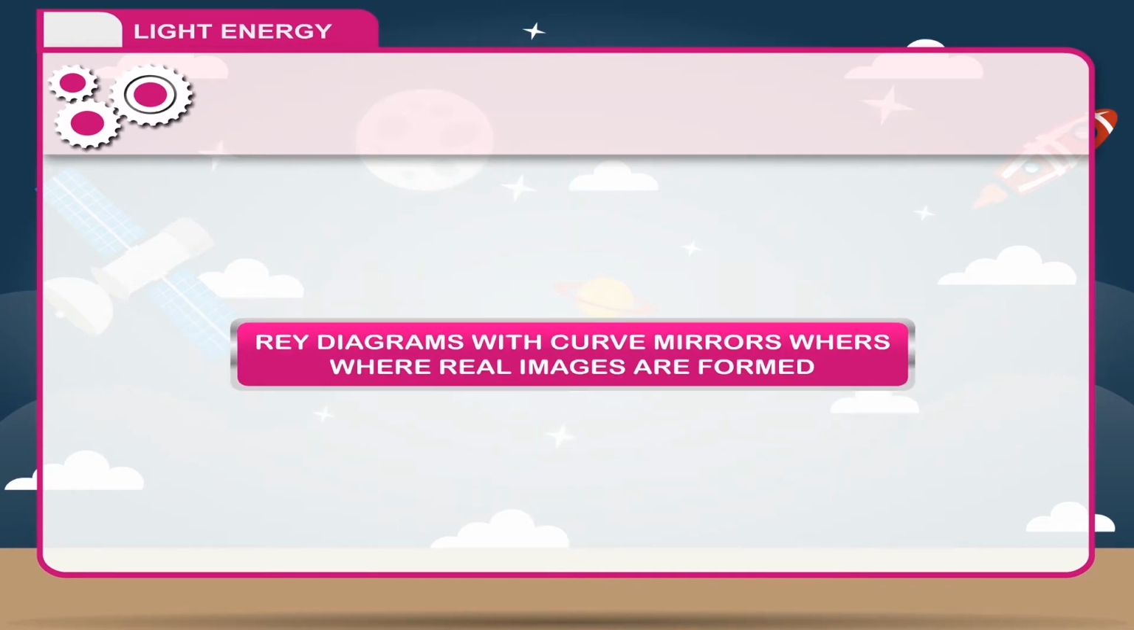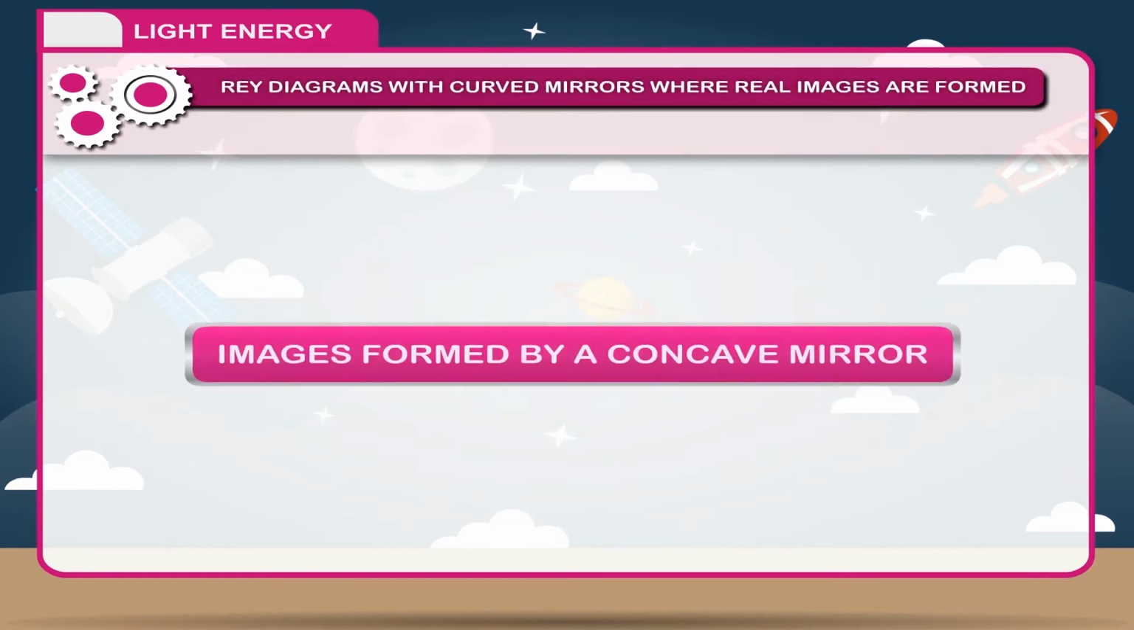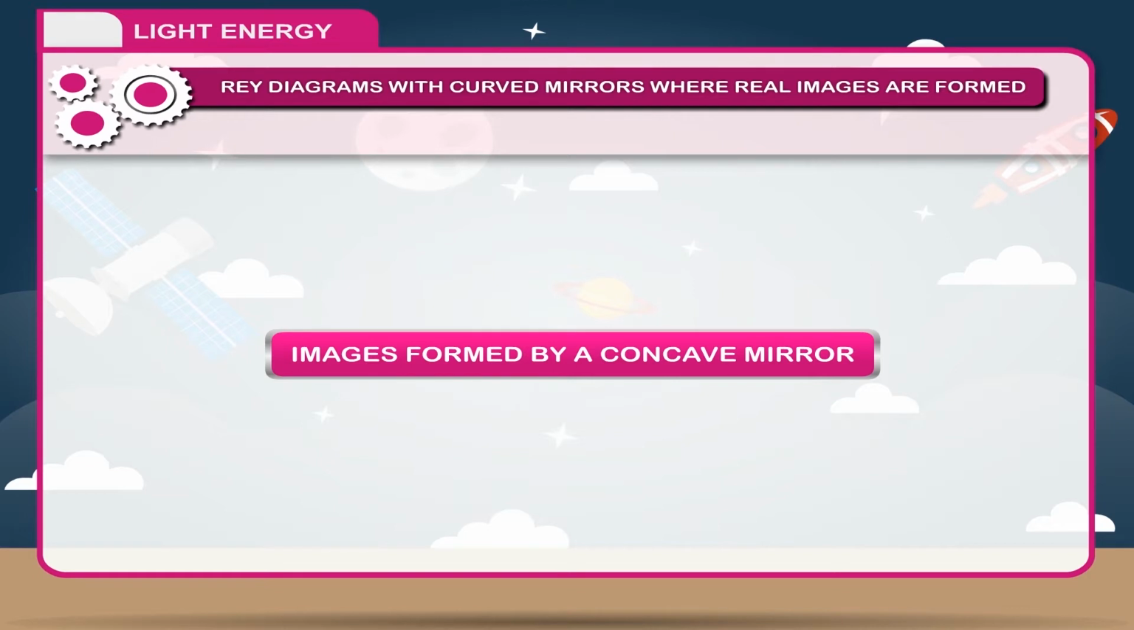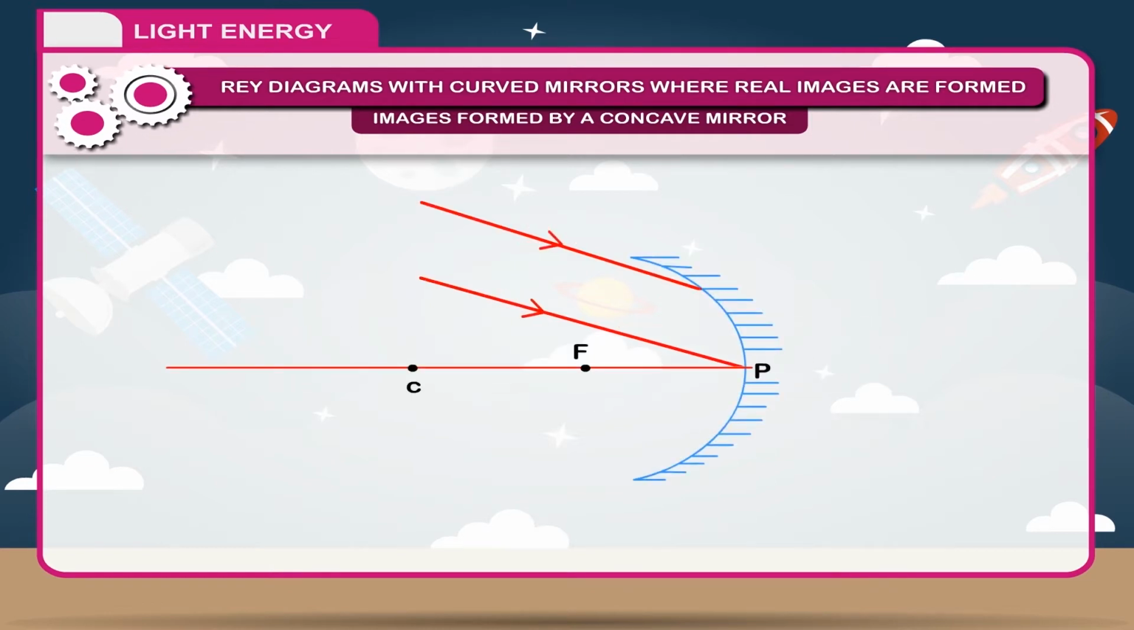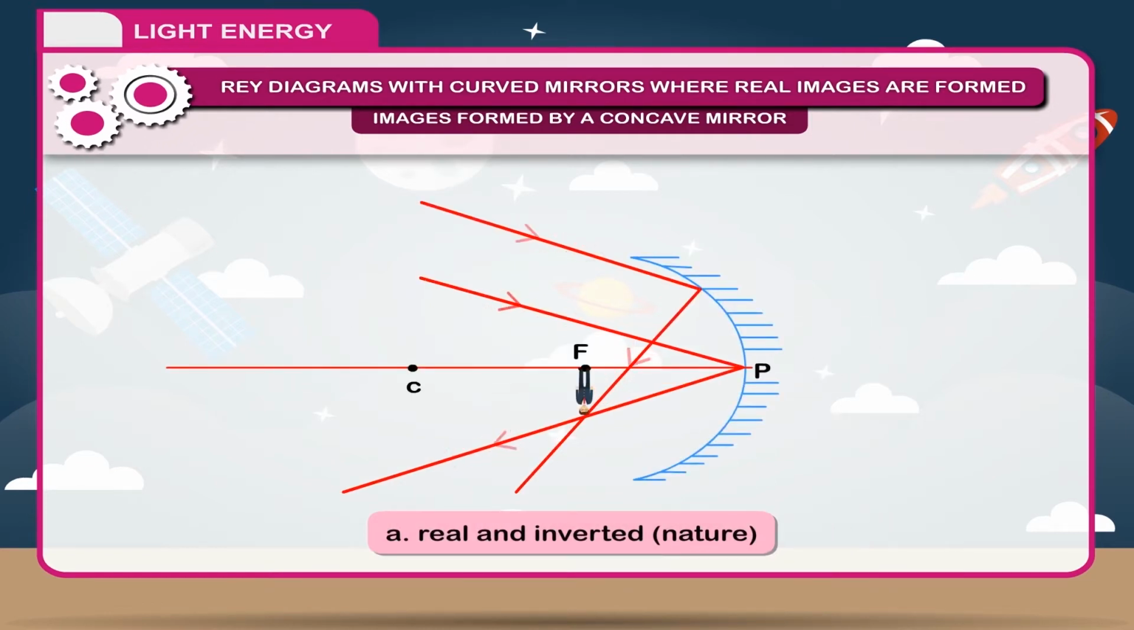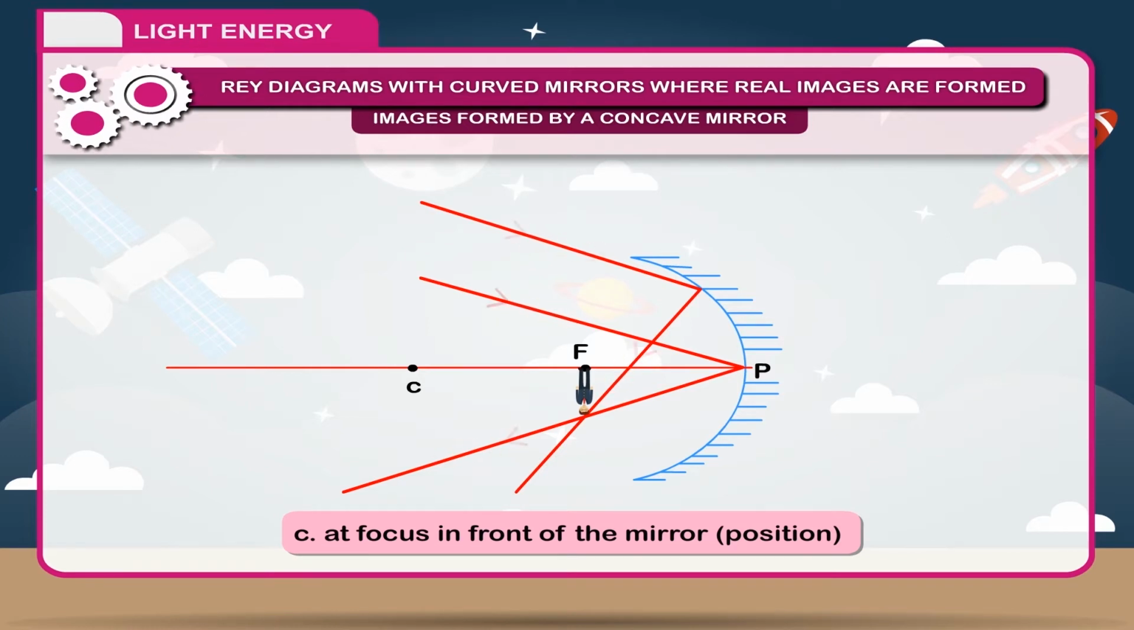Ray diagrams with curved mirrors where real images are formed. Images formed by a concave mirror. 1. When the object is at infinity, the image formed is: A. Real and inverted, nature. B. Highly diminished, size. C. At focus in front of the mirror, position.